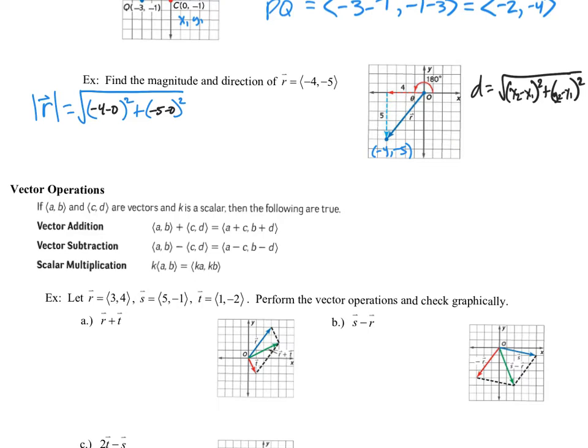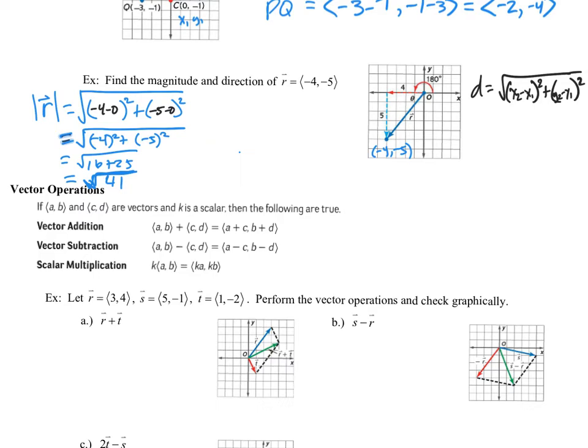All right, so now let's do a little bit of arithmetic. So that would be equal to, I'm having all kinds of issues here. Okay, equal to the square root of, let's see, negative 4 minus 0 is negative 4, so that would be negative 4 squared plus negative 5 minus 0 is negative 5 squared. So that's equal to 16 plus 25, and we get the square root of 41. Now, let's just leave it in simplified radical form.